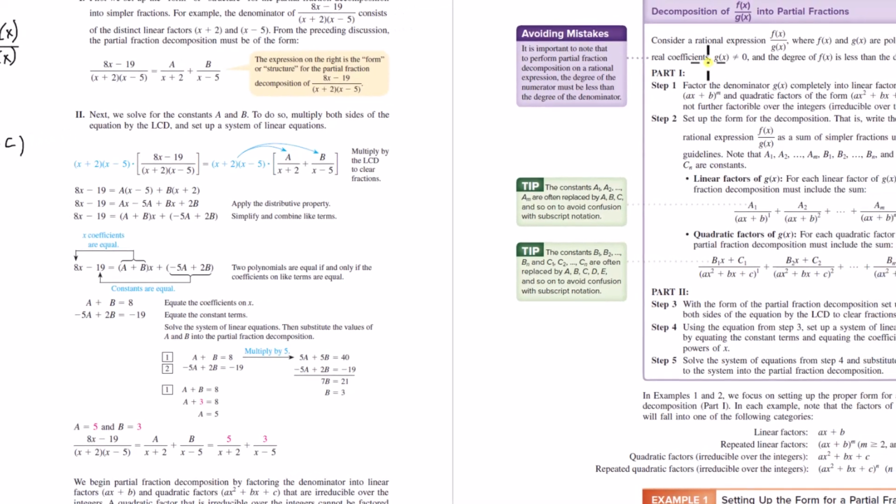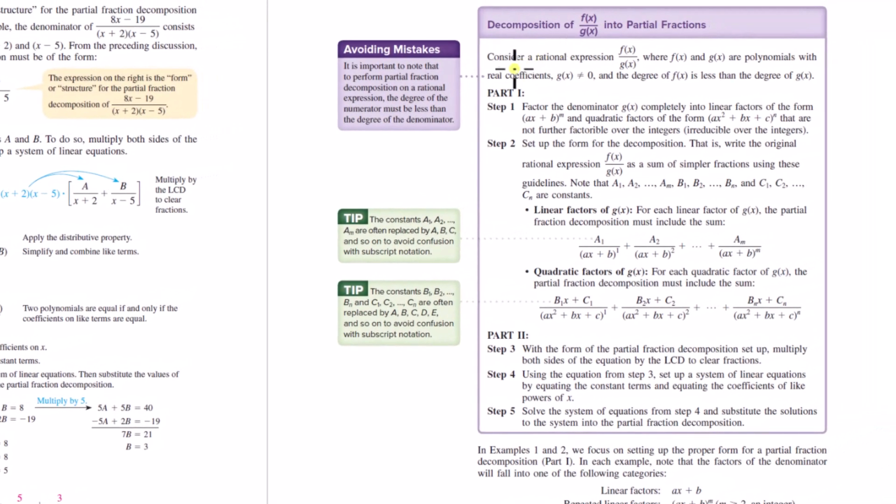Okay, and so here are the rules. Consider a rational expression where the numerator and the denominator are polynomials with real coefficients, and the degree of f(x) is less than the degree of g(x). So you factor the denominator, and then you set up the form for the decomposition. That is, you write the original rational expression as a sum of simpler fractions using these guidelines. We're going to use constants like A sub 1, A sub 2, B sub 1. All of these capital letters, A's, B's, and C's, and we might even get to D's sometimes, are constants.